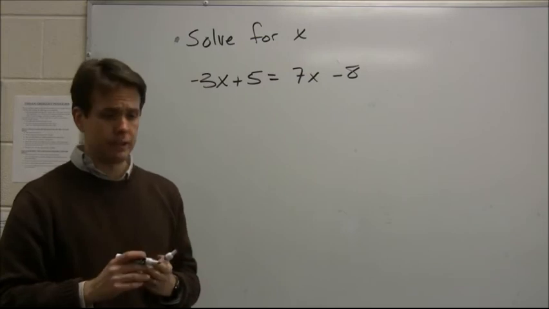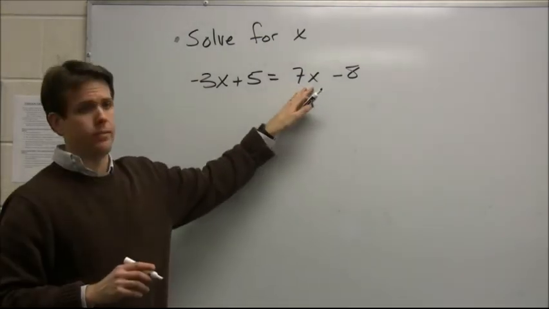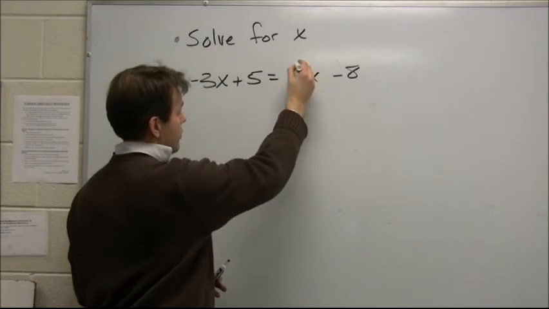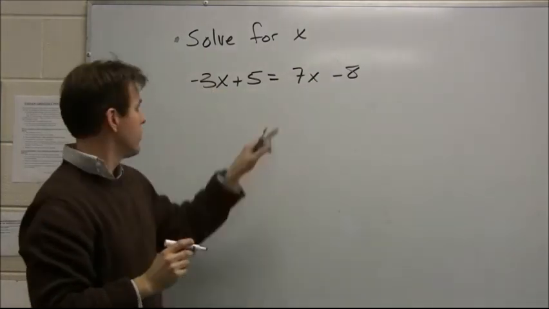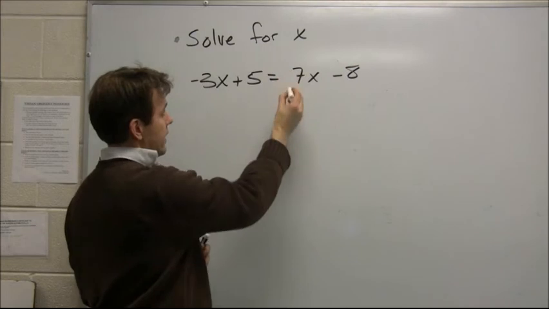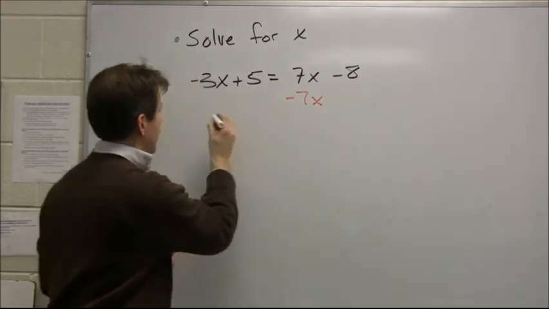I'll do this in two separate steps. So in this case, I'm going to go ahead and move the x first. So I need to take this x term here and move it to the same side with that negative 3x. So right now it's an understood plus here, right? So I'm going to subtract 7x from both sides.